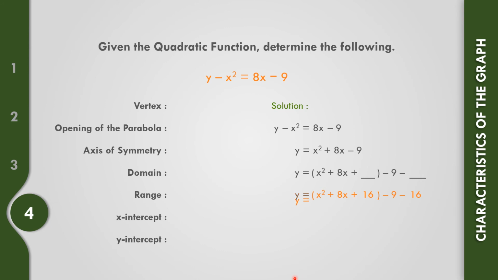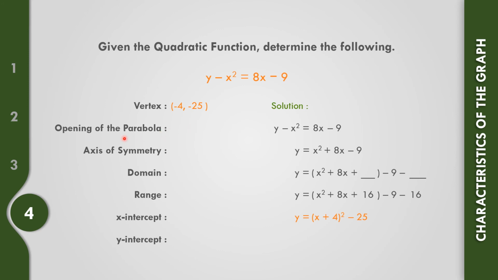So y is equal to the quantity x, the square root of x squared is x. The sign is positive, the square root of 16 is equal to 4, and then squared. Negative 9 minus 16 is equal to negative 25. So let us see what the vertex could be now. The vertex is the value of h and then k. The value of h is 4, change the sign, that is negative 4, and then copy negative 25.